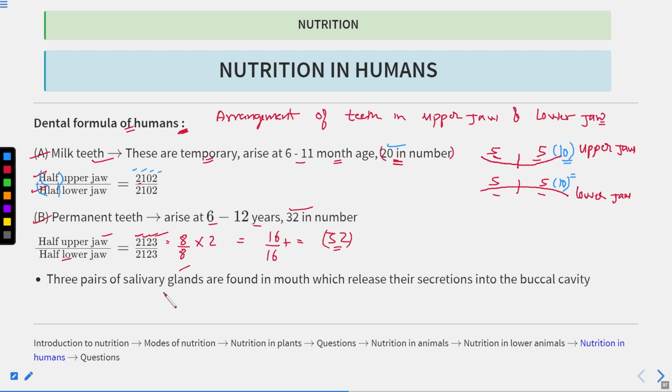Now there are 3 pairs of salivary glands present in the mouth, and these salivary glands release their secretion into the buccal cavity, and because of this the digestion of carbohydrates takes place. So we can say the digestion of carbohydrate takes place in the mouth with the help of the saliva that is secreted by the salivary glands. So this saliva consists of what? It consists of the enzyme salivary amylase, which is also known as ptyalin.